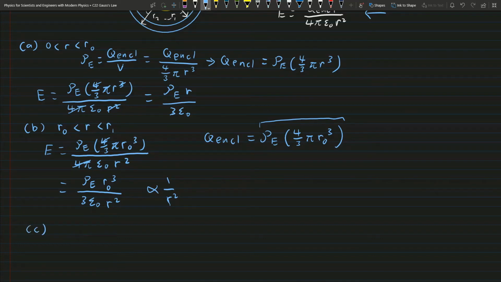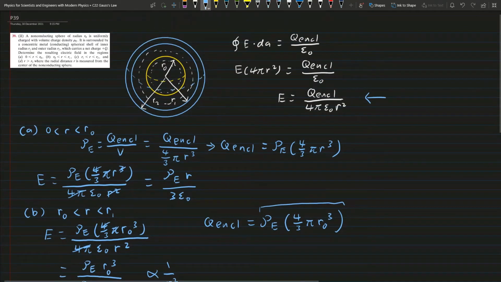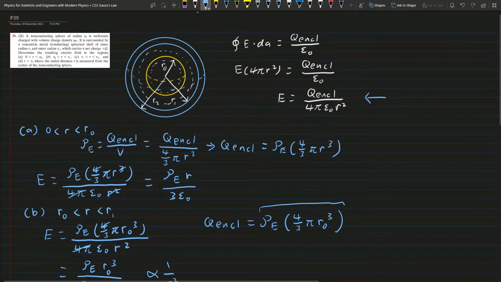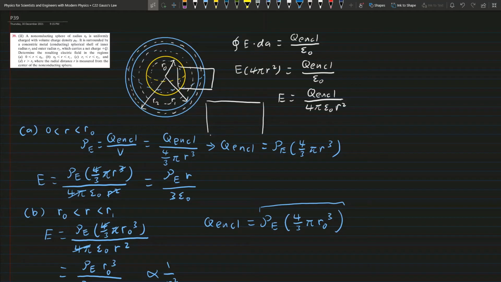Now we go to C. C is between R1 and R2. So the range is here between R1 and R2. The question now is what is the charge enclosed in case C? So let us zoom in on this part. We will see something like this.